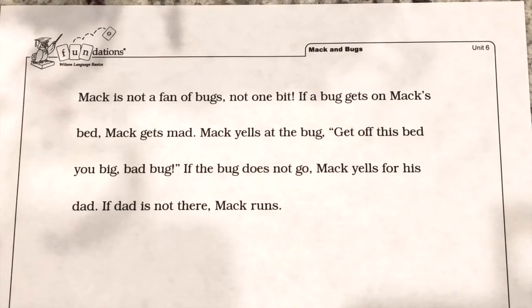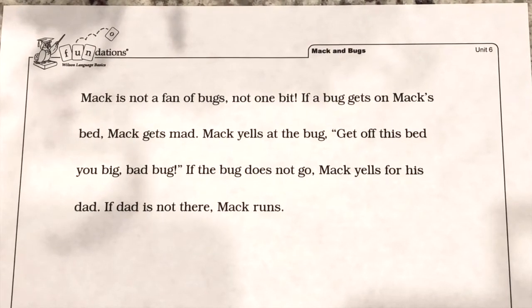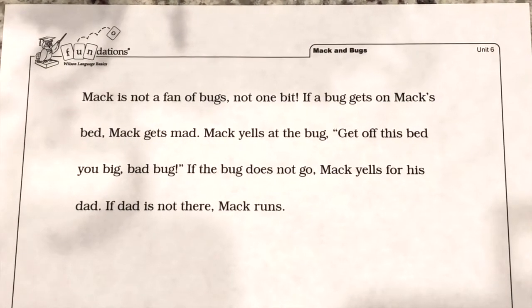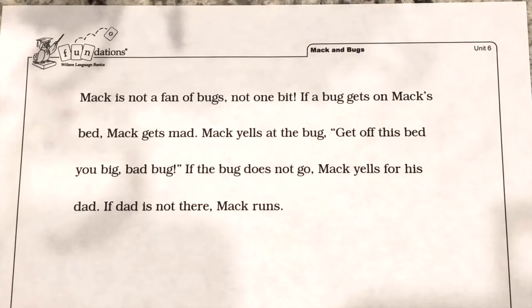Let's read the story Mac and Bugs. I'll read it and I want you to follow along as I read, and pay attention to any words that you notice have a suffix S. And we'll go back and highlight them. Here we go. Think about the story as I read, who the characters are, what the setting is, and what happens in the story.